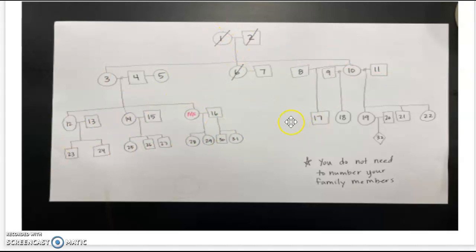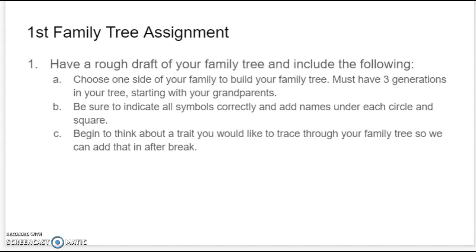So when you come back from break, you should have a family tree that's very similar to this. So your assignment is actually you need to have a rough draft. Now this isn't going to be your final draft because we need to add in quite a bit more, but I just want you to know your family and understand how your family tree is going to look. You only have to do one side of your family.